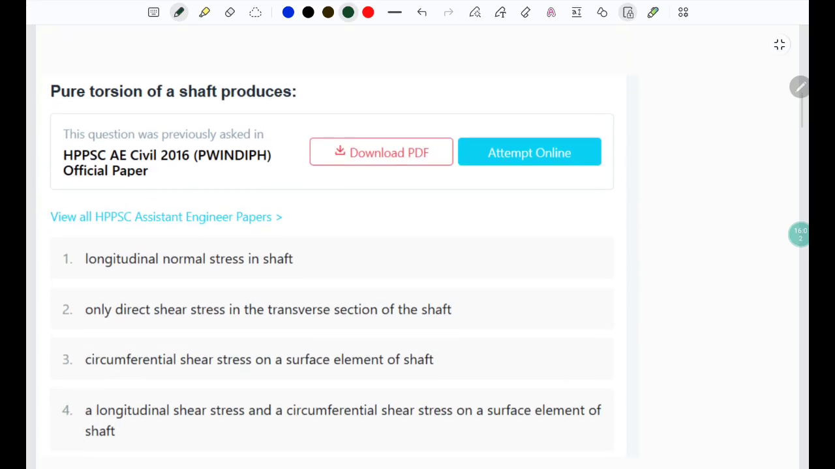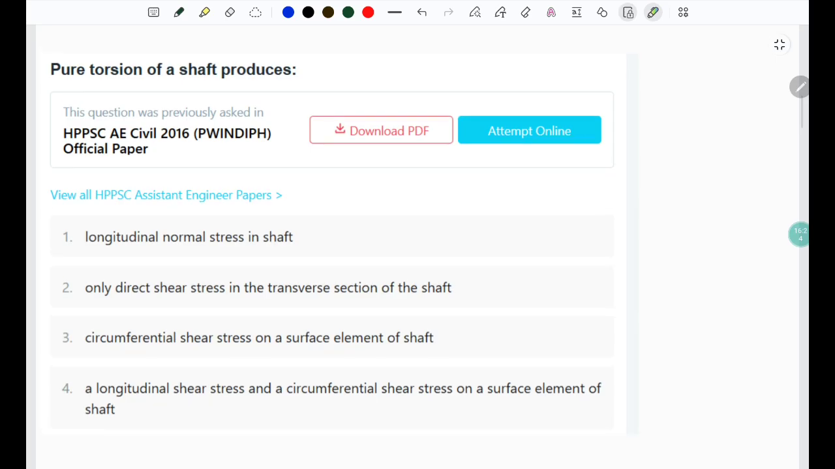Here is another question which asks, the pure torsion of a shaft produces what? Does it produce longitudinal normal stress? No, it doesn't. Does it produce normal stress? Pure torsion will not produce that anyhow. Only direct shear stress in the transverse section? No. Circumferential on the surface? No. So it is both a longitudinal shear stress and a circumferential shear stress on the surface of the element. The variation of shear stress we saw in the beginning was basically the circumferential shear stress, where we were checking the shear stress along the circumference.